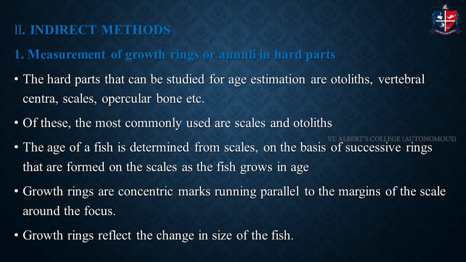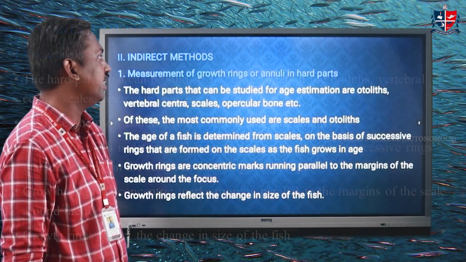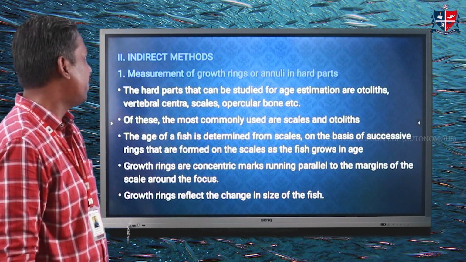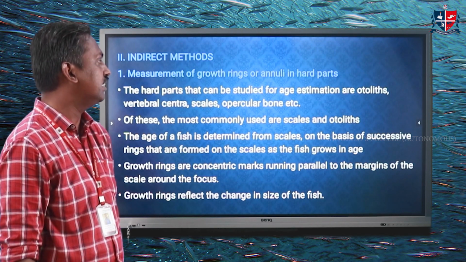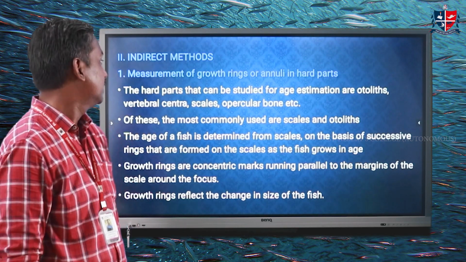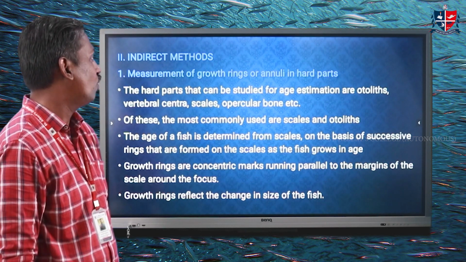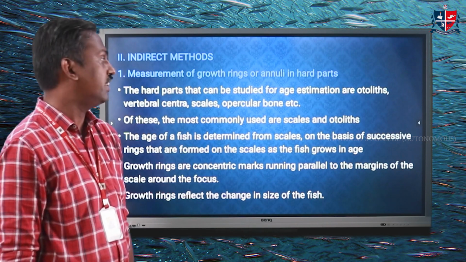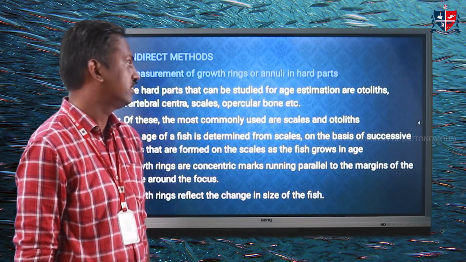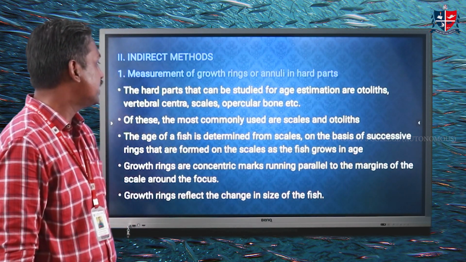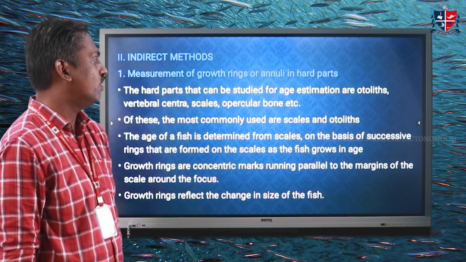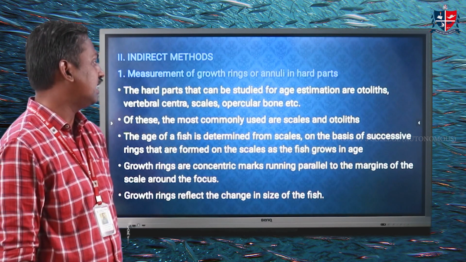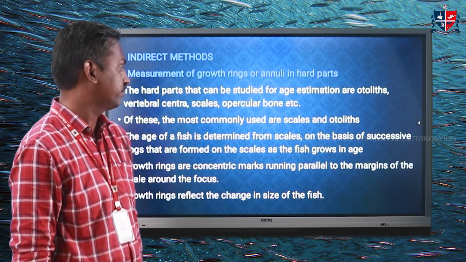The first one is measurement of growth rings or annuli in hard parts of the fish. The hard parts that can be studied for age estimation are otolith, scale, vertebral centra, opercular bone, etc. The most commonly used are the scales and otoliths. The age of a fish is determined from scales on the basis of successive rings that are formed on the scales as the fish grow in age.